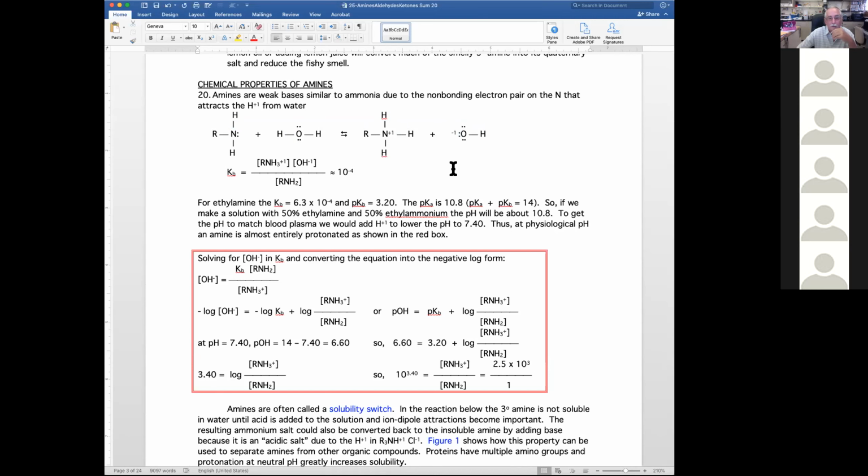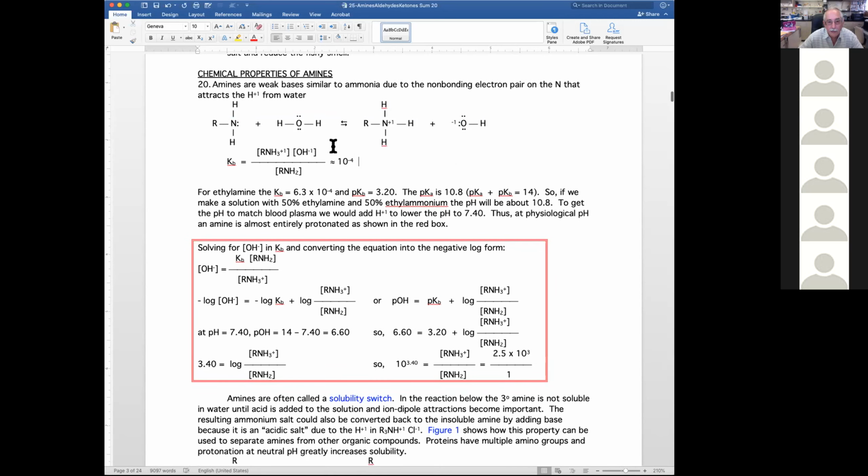And so we can take the equilibrium constant for this equilibrium reaction, which is simply always products over reactants, right? Leave out water because water is a pure liquid. So when I do this, most of these give a constant of about 10 to the minus fourth. So here's ethylamine, which has an equilibrium constant of that. The pKb is about 3.2. That makes the pKa 10.8 because of this relationship right here. Okay.